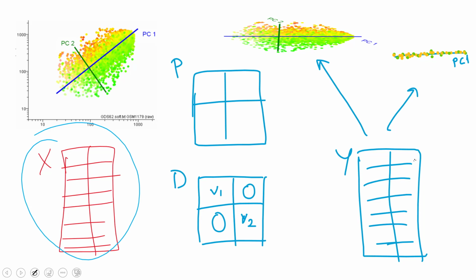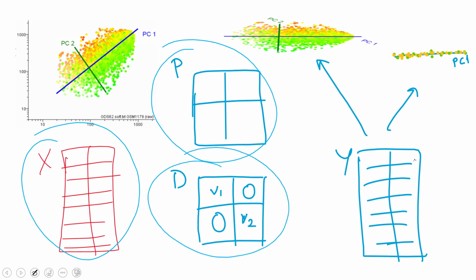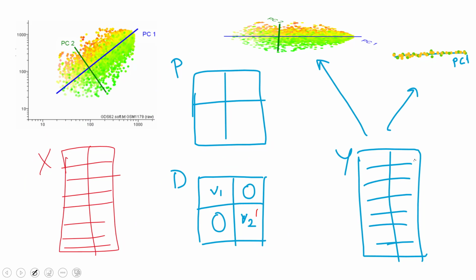Not only do we get the transformation matrix, which is a 2 by 2 matrix of eigenvectors, but we also get the eigenvalue matrix, whose diagonals represent the amount of variance along each of the eigenvectors. The eigenvalue that is larger would have the larger variance. So if this one were 10 and this one were 5, V2 would be the larger variance.